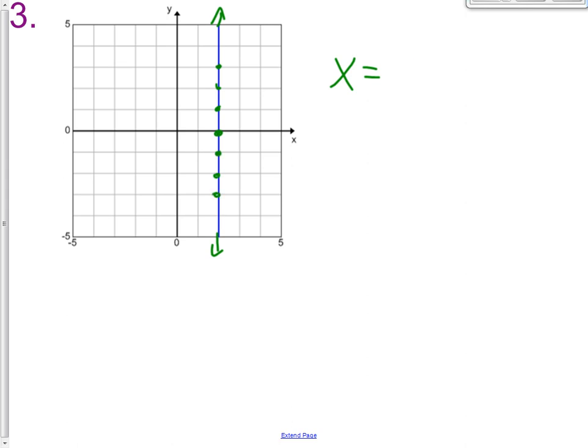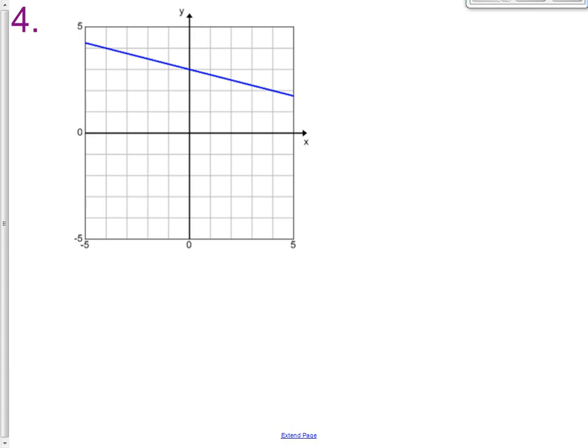That number 2 is consistent with every single one of those points. This line is x equals 2. You don't need any type of y equals mx plus b, anything like that. It's just the line x equals 2. That's all we got there. Number 4, you guys try that one on your own.